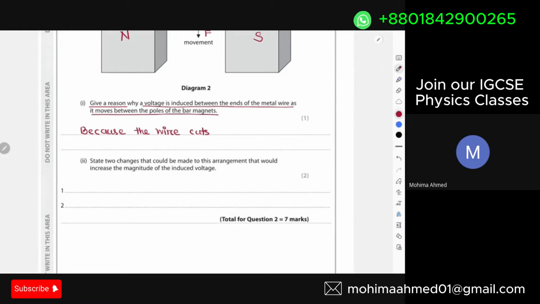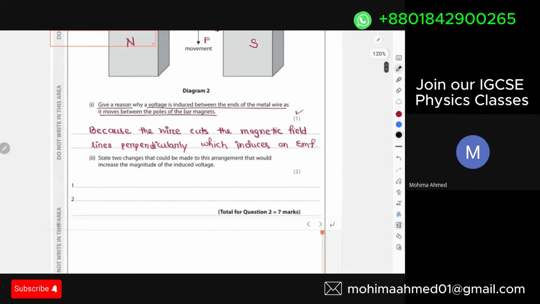So over here, the general answer is that the wire cuts the magnetic field lines perpendicularly, which induces an EMF. No need to write according to Fleming's left-hand rule and all, because for 1 mark I have already written 2 points over here, so no need to write about that.